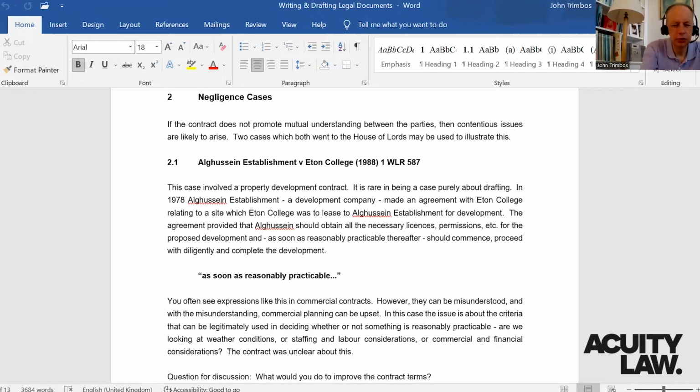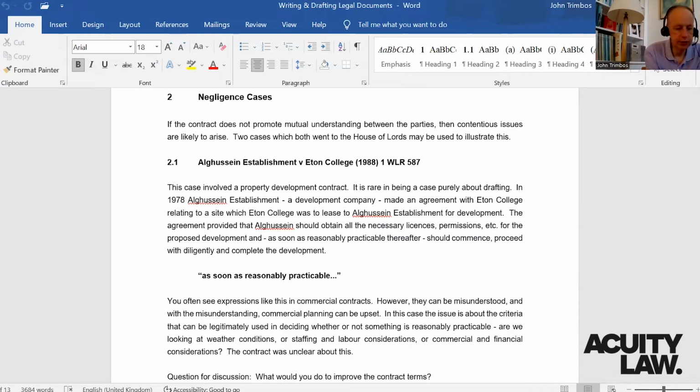But yeah, most negligence cases against law firms seem to arise out of silly little errors, like, for example, missing time limits and things like that. But you get the odd one. So here we go. I've got two cases. The first one is very, very quick. It's a half-page little synopsis here. 2.1, Al Hussein Establishment versus Eton College.